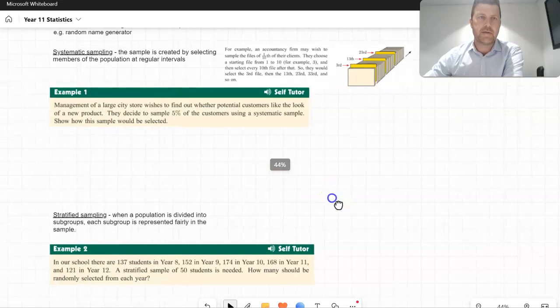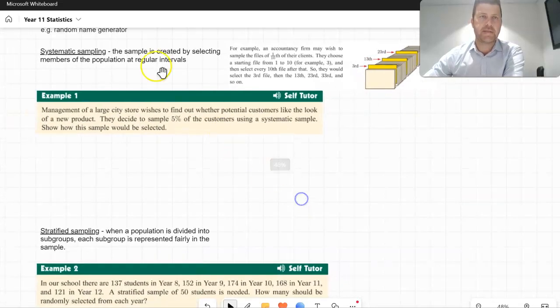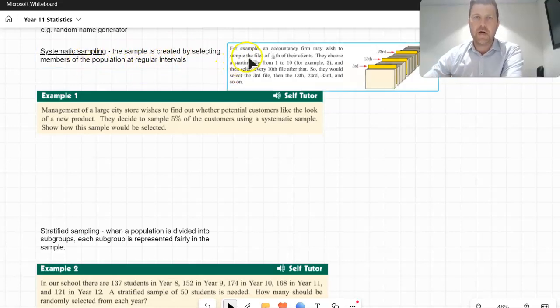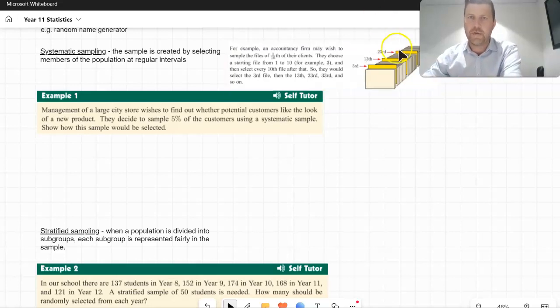Systematic sampling, it says there, the sample is created by selecting members of the population at regular intervals. So for example, here an accountancy firm may wish to sample the files of 1/10 of their clients. They choose a starting file from 1 to 10. So for example, in this case, it's the third file, and then select every 10th file after that. So therefore they would select the third file, the 13th file, the 23rd file, the 33rd file, and so on.